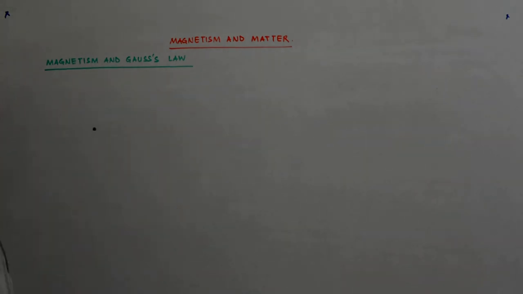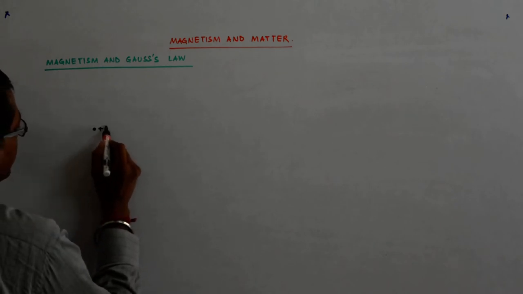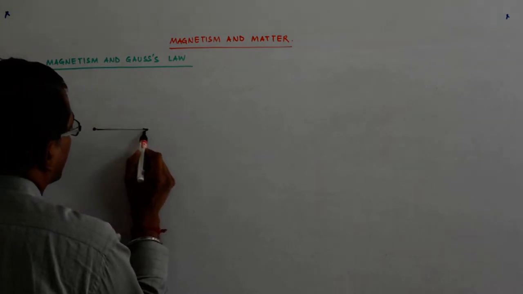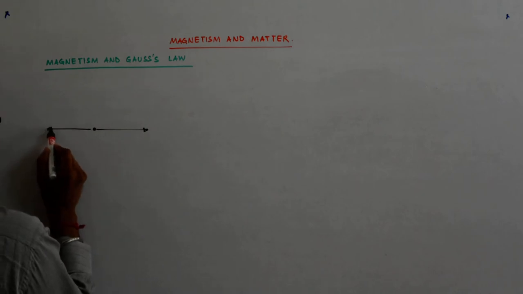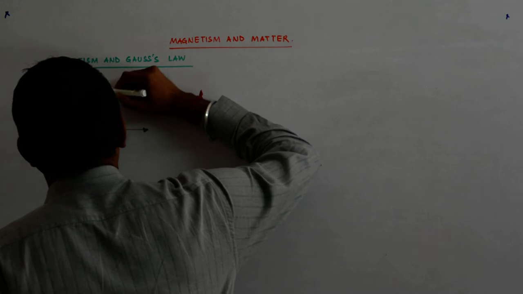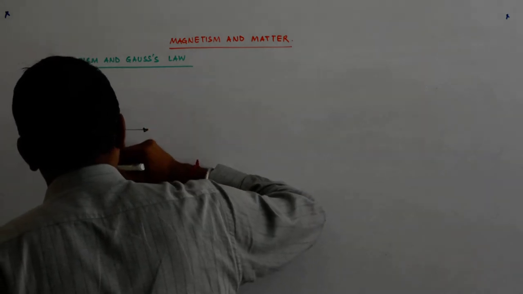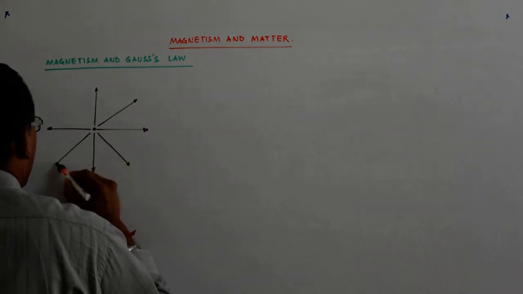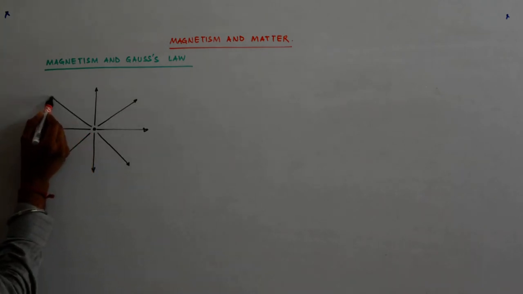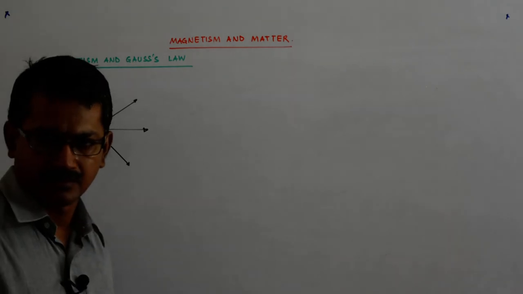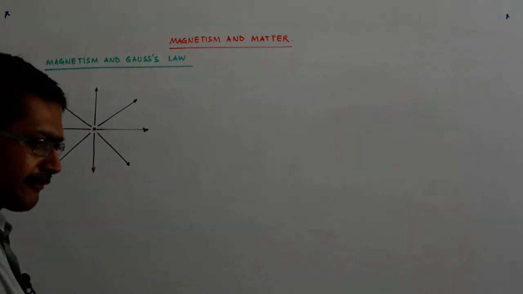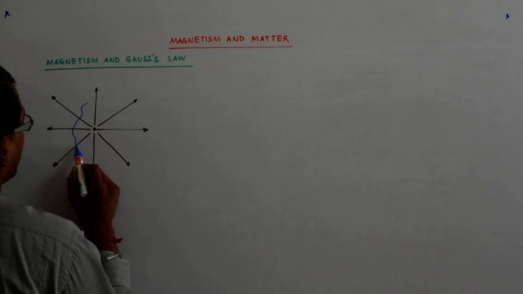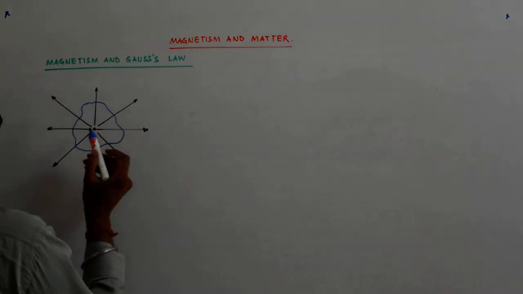Say there is a charge here, a positive charge. Then what happens? Its electric field is represented something like that, right? And what did we say? If we make a closed surface around it, and by closed surface we mean something that is solid, right?